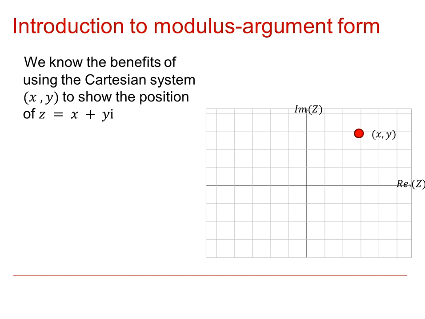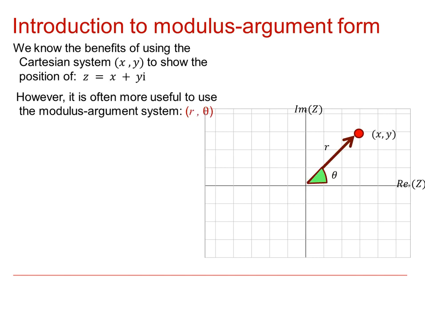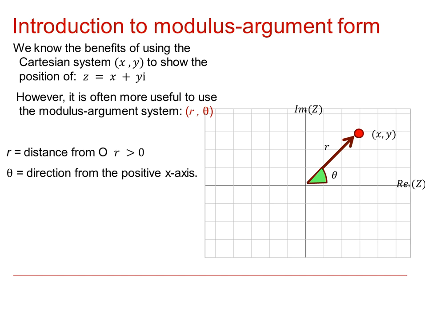We've already met the idea of a Cartesian plane to represent complex numbers, i.e. the Argand diagram, where we're using x, y to represent the complex number or a vector from the origin to the number. Now, instead of using the Cartesian coordinates, we can consider what are called the polar coordinates r and theta. These are calculated by using trigonometry.